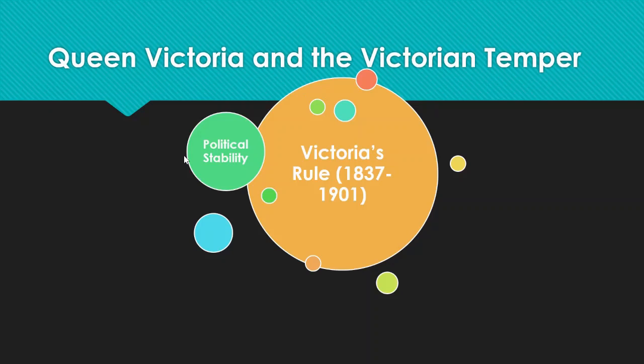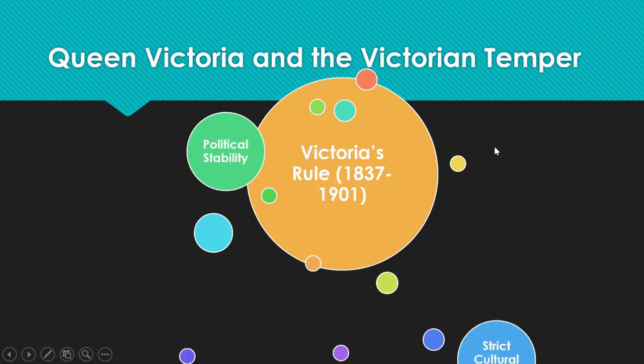Or we have the second reform bill, which made it possible for a greater majority of men to take part in the elections, or which actually made education universal for the English children. So these are some of the results of the political stability directly related to the figure of Queen Victoria.